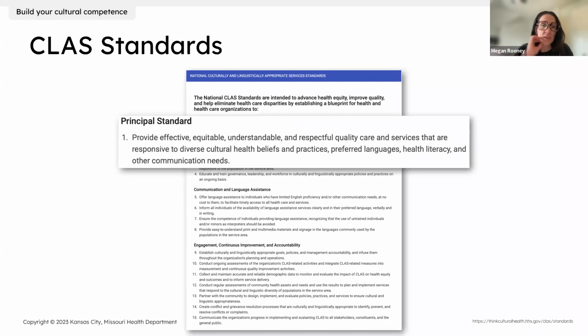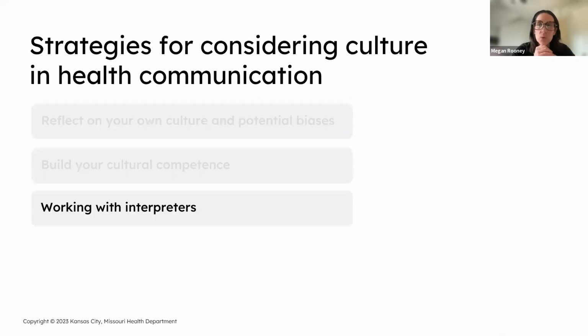They're kind of large topics, these domains listed here, these 15, but there's a lot underneath each one you can do to build, even just to take small steps in your organization to be more in line with the CLAS standards. So just a really great tool.